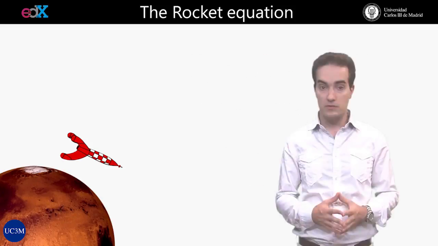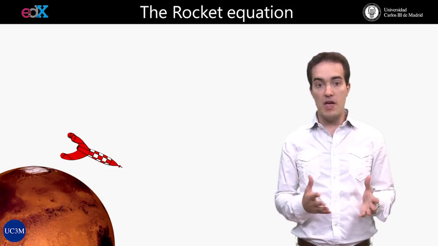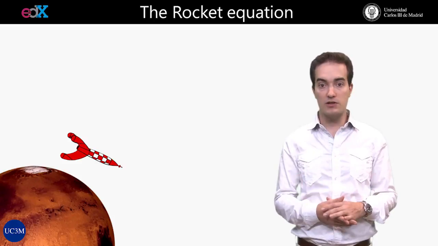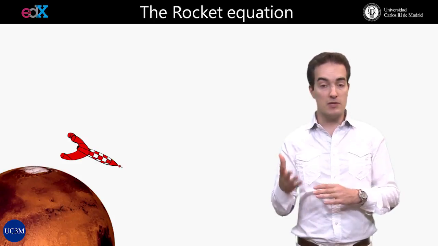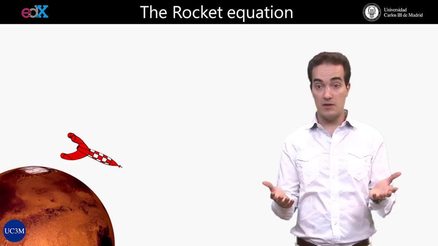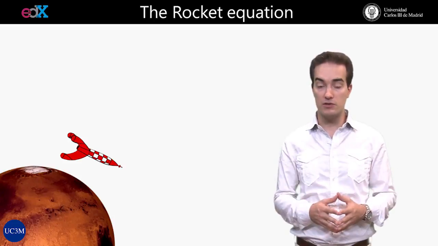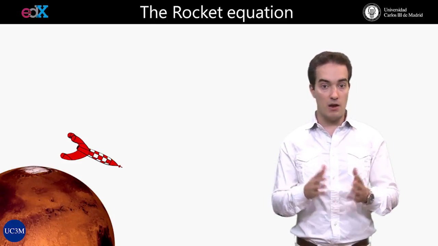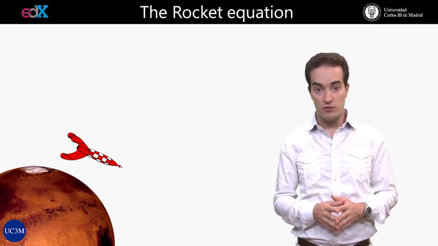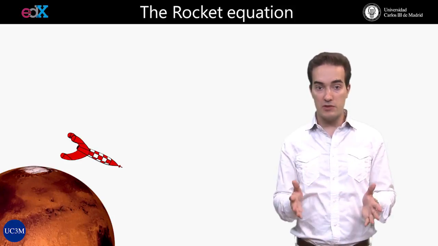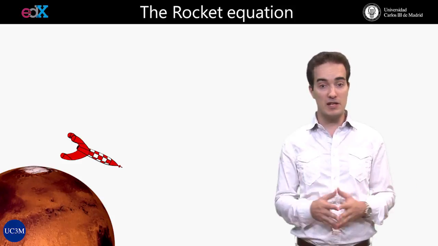In summary, we have learned about the Tsiolkovsky rocket equation and the interplay between the delta V of a mission, the specific impulse of a rocket, and the rocket mass ratio. These ideas will accompany us on the rest of the course, so please make sure that you have a good understanding of them before continuing with the next video.